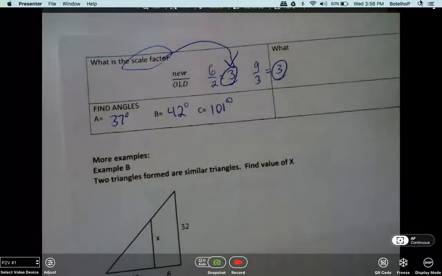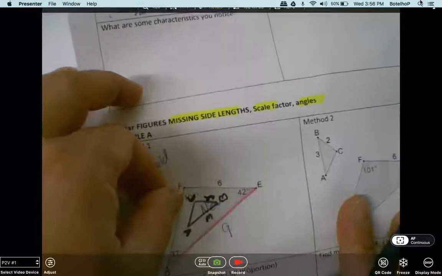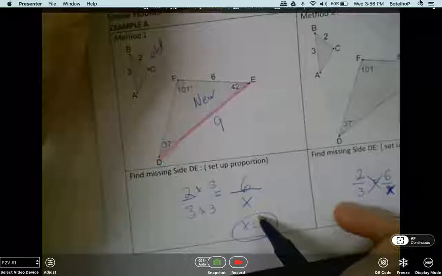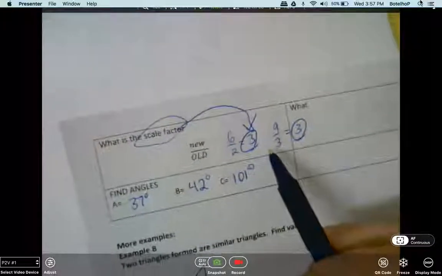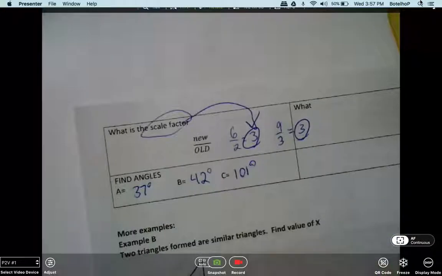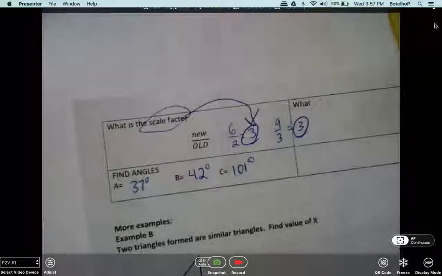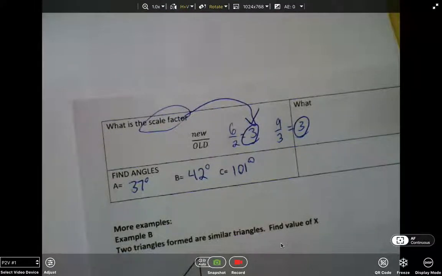Again, A is 37, B is 42, and C is 101. Again, that's how you find missing side length, by setting up a proportion, either multiplying or cross multiplying and dividing. You can still get the scale factor, and all the angles don't change from one figure to another, so you just have to match them all up. Hope that helps you, and we'll try example B.